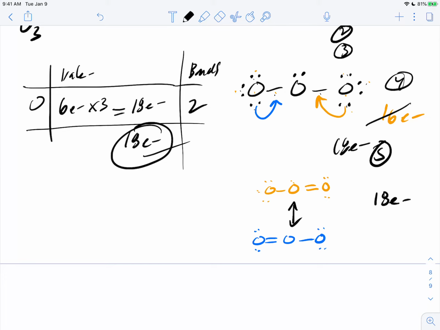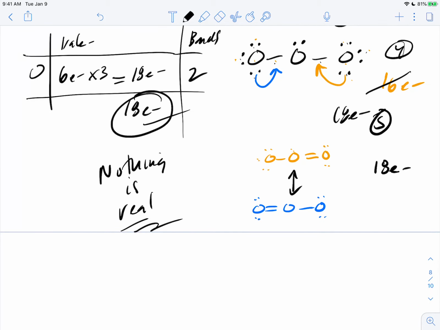These are indistinguishable in any way if you have them in nature, but the point is, if I ask which one's real, the true answer is nothing is real. That's like that one surfer dude that says nothing is real, man. This is highlighting one of the big shortfalls of Lewis structures: it does a really poor job at resonance. Resonance is when you have structures that actually don't represent the real structure.